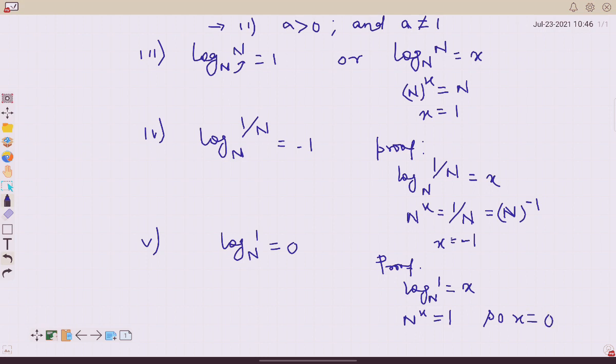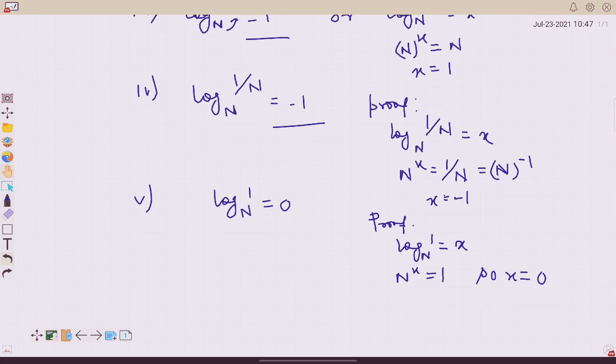So always remember, log 1 base n is equal to 0, log 1 upon n base n is equal to minus 1, log n base n is equal to 1. In this way we can remember. So how can we apply all these concepts in any question? Try to solve one question and we will show the result.